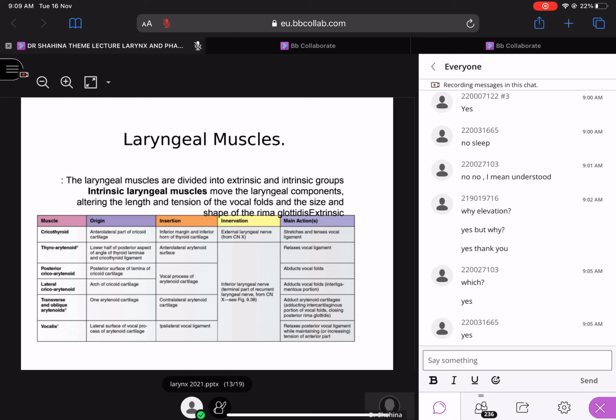Now, the laryngeal muscles. This is the very important part we'll see today. The laryngeal muscles are divided into extrinsic and intrinsic groups. Intrinsic laryngeal muscles will move the laryngeal components.